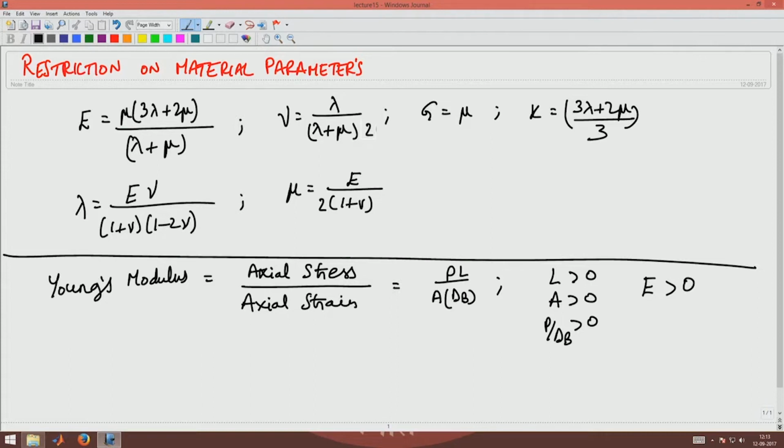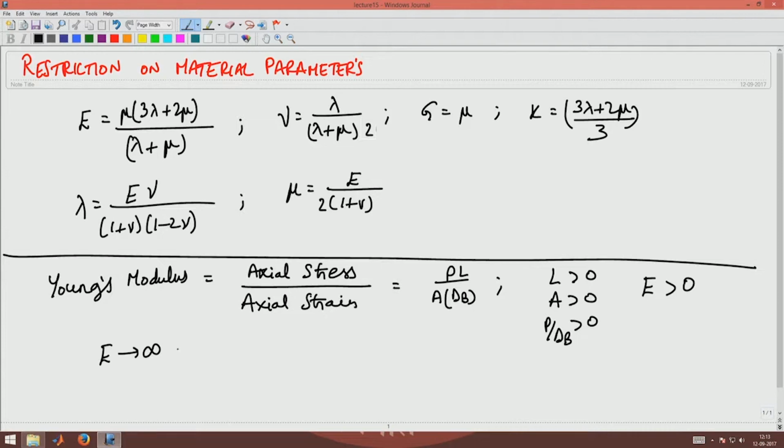Now the question is, can Young's modulus tend to infinity? If Young's modulus tends to infinity, what you are saying is, even though I am applying an axial stress, tensile or compressive, there is no strain developed. That is the meaning of E being infinity, which is a rigid body. E tending to infinity means the body tends to become rigid, that is there is no deformation even though I am applying a force.